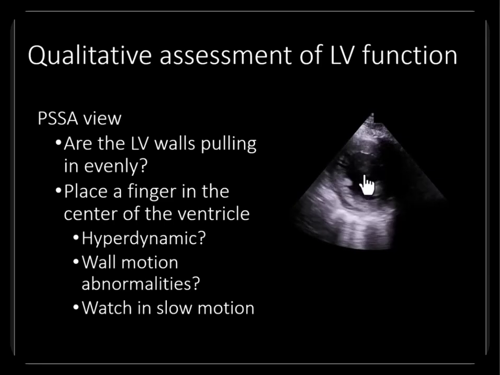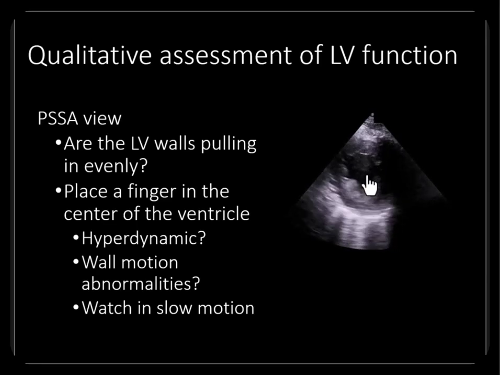Now, that's not the case in this patient, but that is something that you may be able to appreciate. You might also be able to appreciate some wall motion abnormalities. You can see in this example, the inferior walls are pulling in and thickening during the cardiac cycle, while up towards the septum, this is not the case. There's very little thickening or pulling in towards the cursor in this patient.